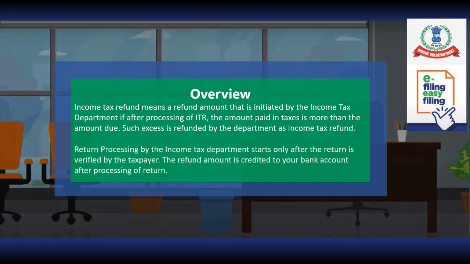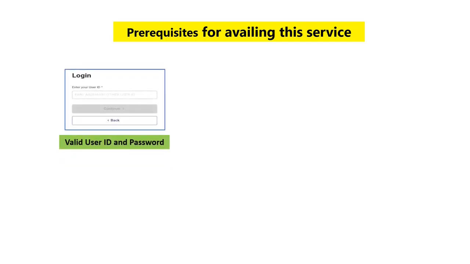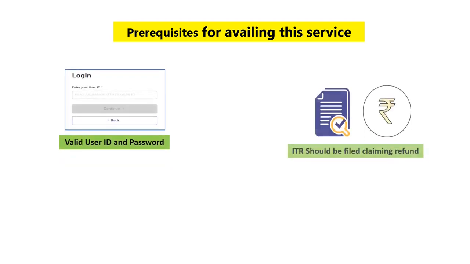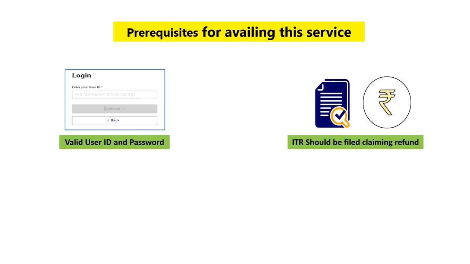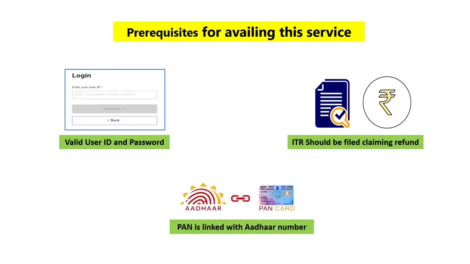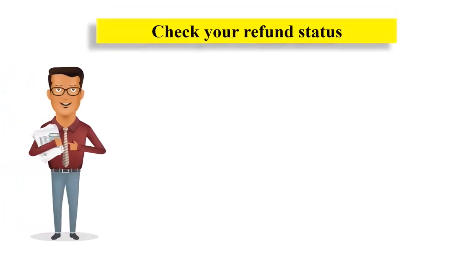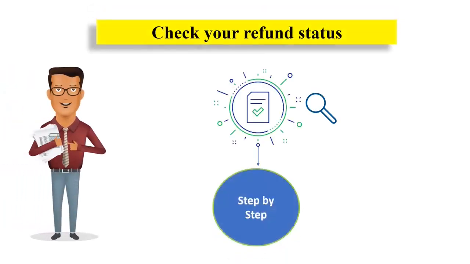Return processing by the income tax department starts only after the return is verified by the taxpayer, and the refund amount is credited to the bank account of the taxpayer after processing of income tax return. In order to access the functionality of Know Your Refund status, you should have a valid user ID and a password of the e-filing portal. You must have filed an income tax return claiming the refund, and it is advisable that your PAN is linked with your Aadhaar. Let us now see step by step how do we check the refund status.